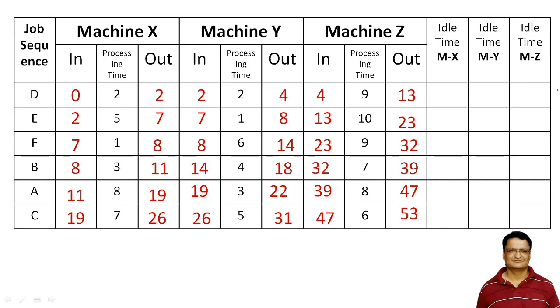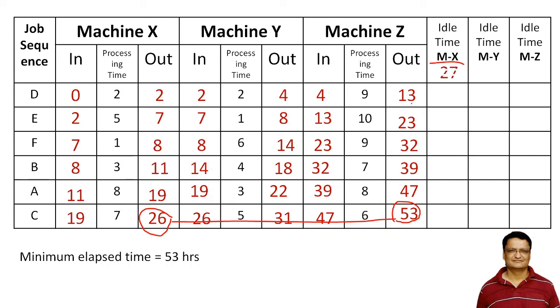Okay, so idle time for machine X. Now as we know that machine X was the first machine, right? So it started at 0 point and it was working up to the 26th hour, but total processing time took 53 hours. So the difference between these two will give me the idle time of machine X, right? Because machine X started at 0 hour and it stopped at 26 hour, but the total elapsed time is 53 hours. So the difference between two will give me the idle time for this machine X.